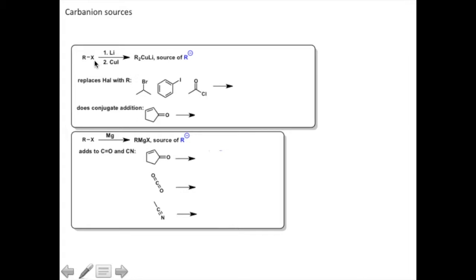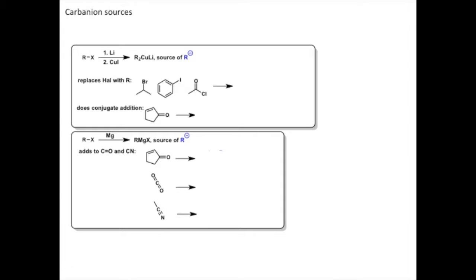Yes, to make the Gilman reagent, take our organohalide RX, add some lithium followed by copper iodide. To make Grignard reagent, take organohalide and throw some magnesium metal. Now, even though both of them are a source of a carbanion of R-, they have different reactivity. Gilman reagents, they love to replace halogen for the R, and they like to do Michael addition. Grignard reagents, they love to attack carbonyl groups and other polar groups such as nitriles.